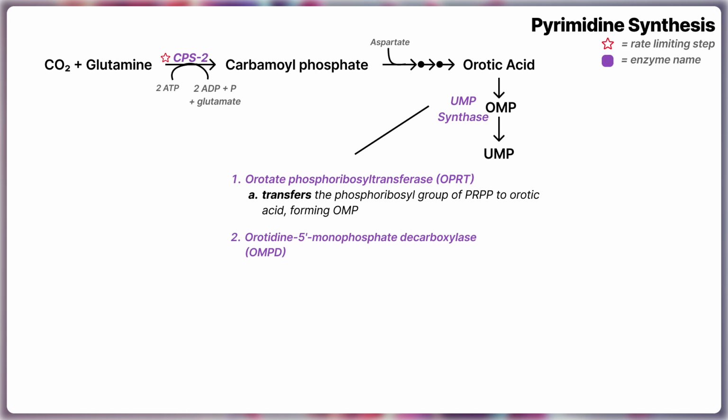Then, OMP decarboxylase kicks in, and as the name suggests, it's going to remove a carboxyl group from OMP to form UMP, which is actually the first pyrimidine nucleotide that's formed in this pathway.